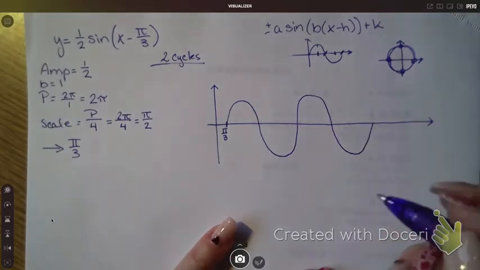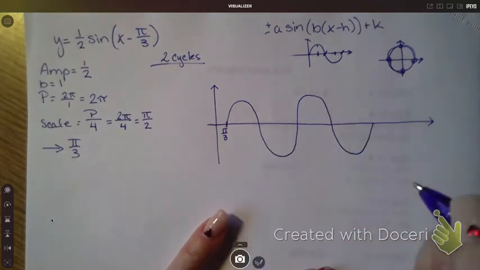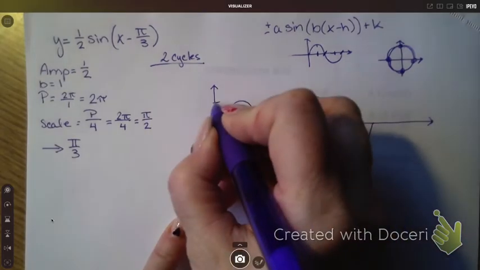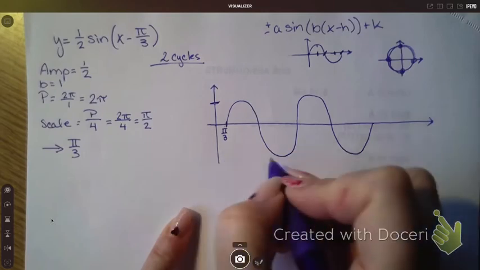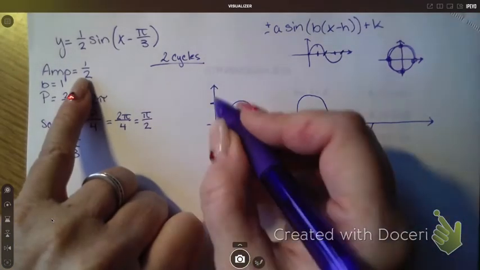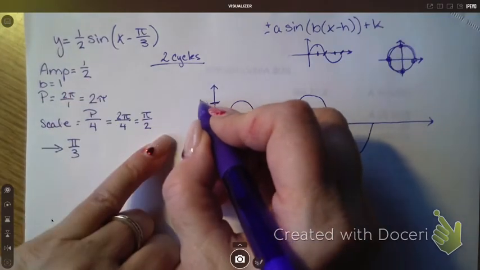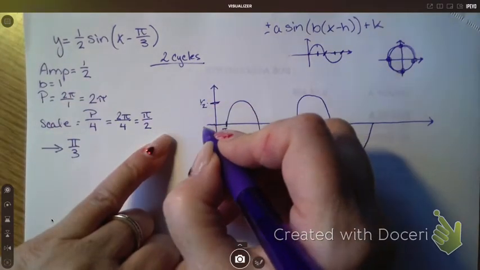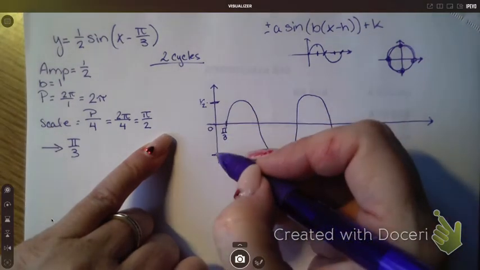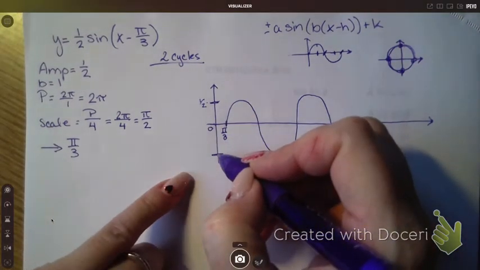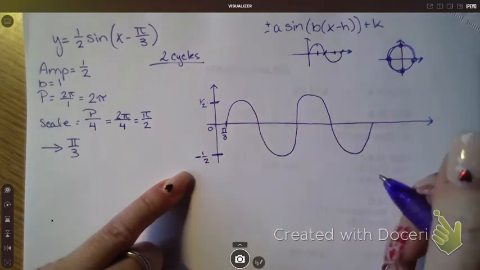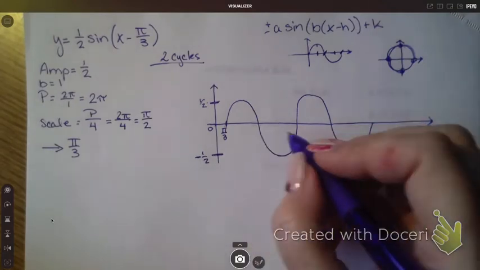So on your paper, you're lucky you have lines to guide you, whatever. We're going to say mine are equal. So I need to do the max and the min. Well, if the amp was a half, it means it goes up a half, so this point is what? 1/2. We probably always should label 0, correct? And if it goes up a half, it goes down a half. So you get negative half.